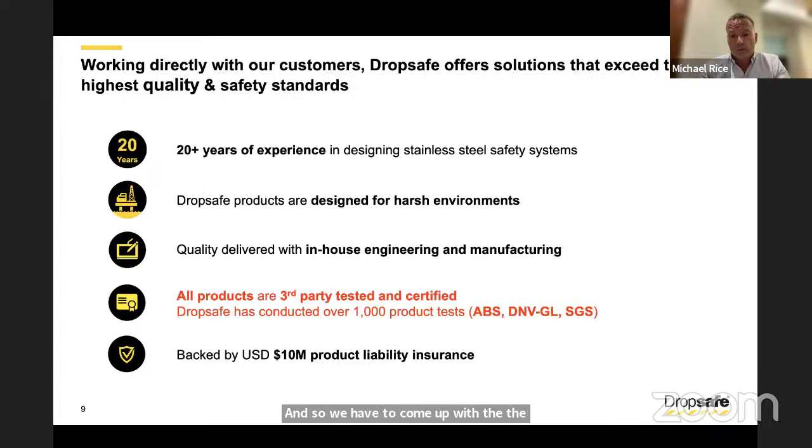And then one more important point, especially as we're a safety company dealing with some of the biggest energy companies in the world, we're of course backed by $10 million of product liability insurance. So our customers have the confidence that if anything, God forbid, were to happen with one of our products, then there's a reputable company standing behind the products and standing behind you.